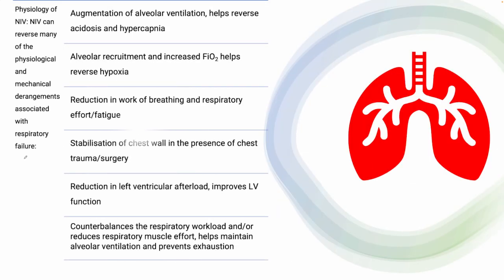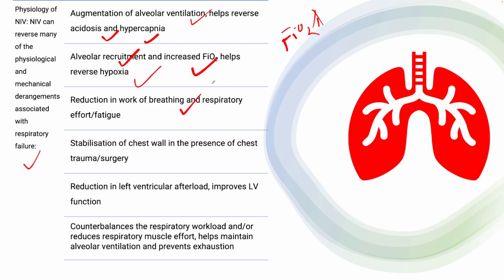Now what are the physiological benefits? Like we have seen in HFNC also, the anatomical dead space decreases. Now what are the physiological benefits of NIV? First is the augmentation of alveolar ventilation, which will reverse acidosis and hypercapnia. Also alveolar recruitment will be there, which will increase the FiO2. And if the FiO2 is increased, as we have seen, then it will reverse hypoxia.